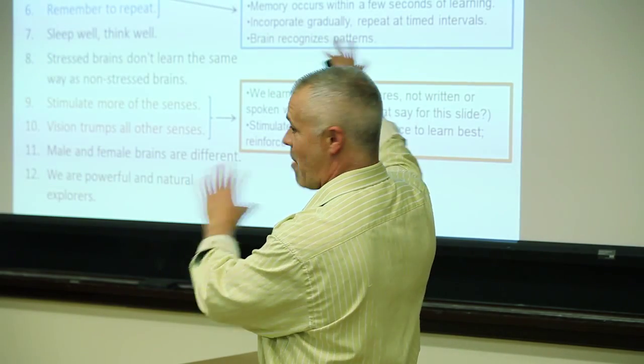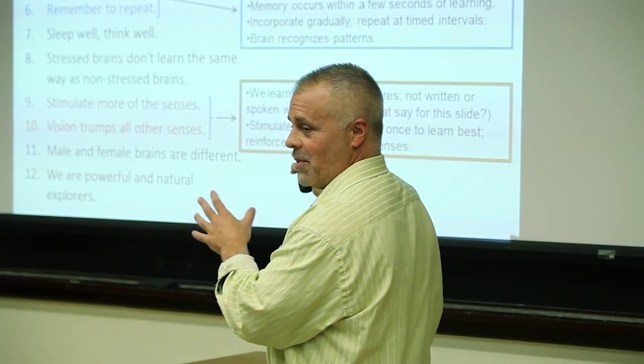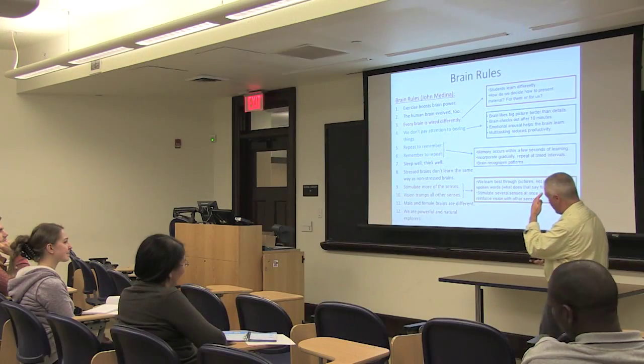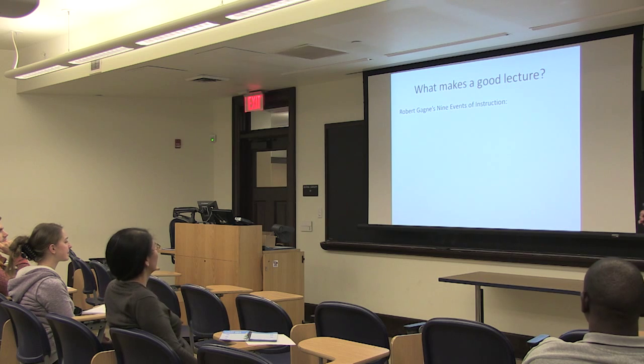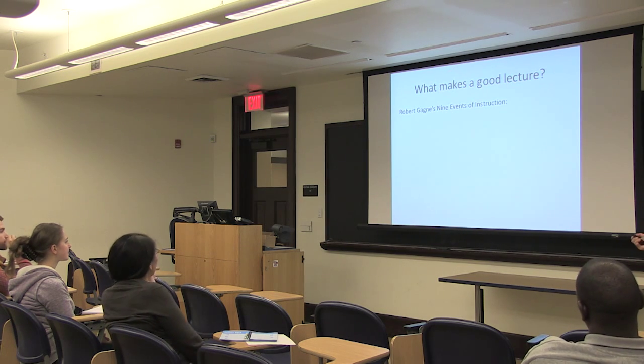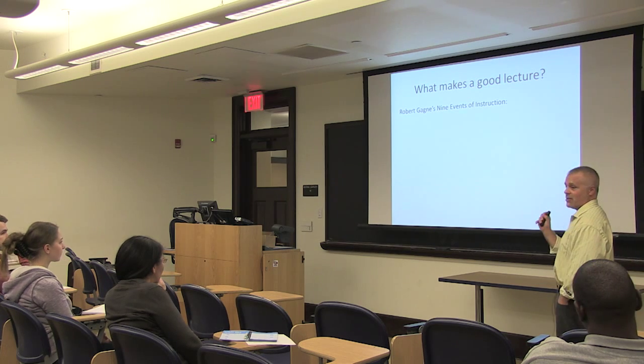Okay, so that's the brain rules. And I believe most of those are pretty accurate, and they do work when you're doing the teaching. So what I thought I'd do is I'm going to combine them with this theory from the 1970s. It's Robert Gagne's 9 Events of Instruction. He said if you're going to build a lecture, here are the things that you need to do.